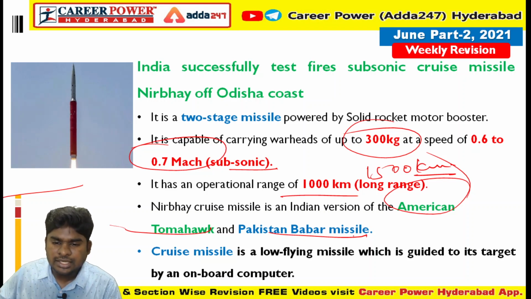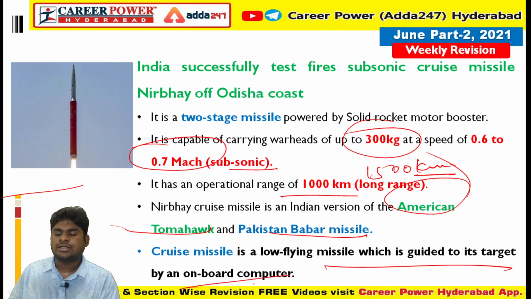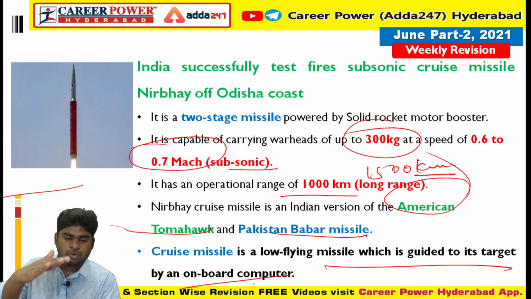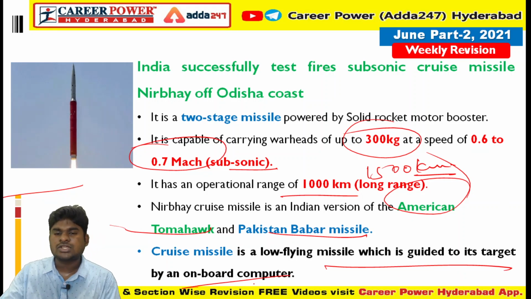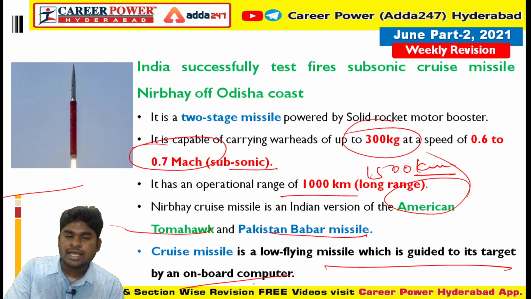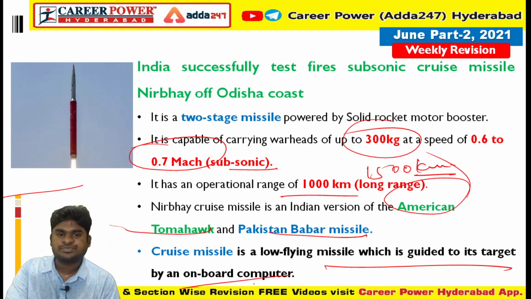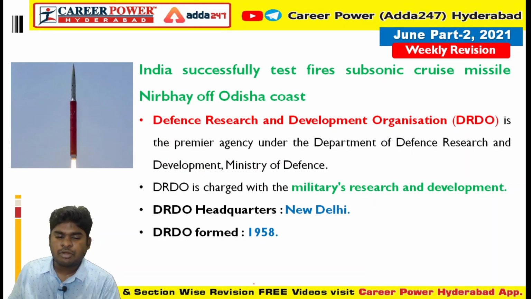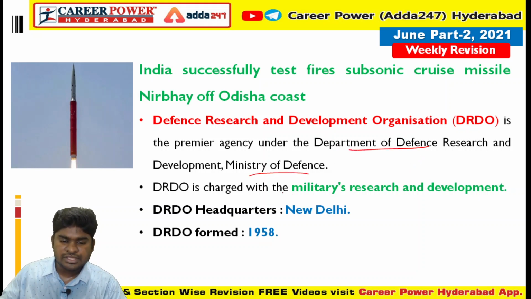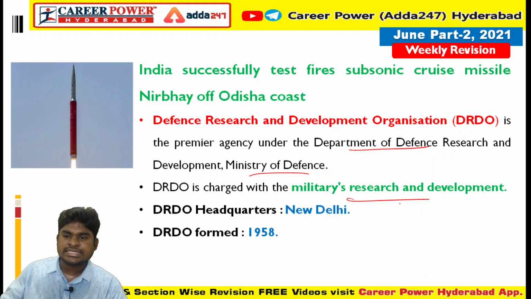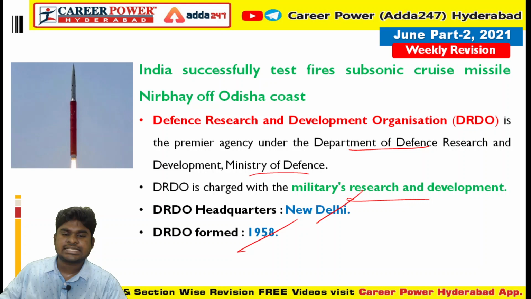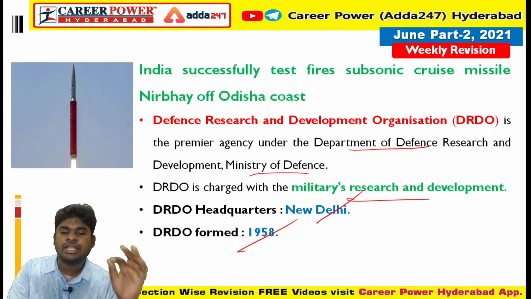So what is a cruise missile? It's a low flying missile which is guided to its target by an onboard computer. Cruise missiles generally fly at low height so that they won't get detected by radars and they'll hit the targets precisely. Okay. So let's see some points about DRDO. The Defence Research and Development Organisation, DRDO, is a primary agency under the Department of Defence Research and Development, Ministry of Defence. It is mainly charged with military research and development. DRDO headquarters is in Delhi and DRDO was formed in 1958.